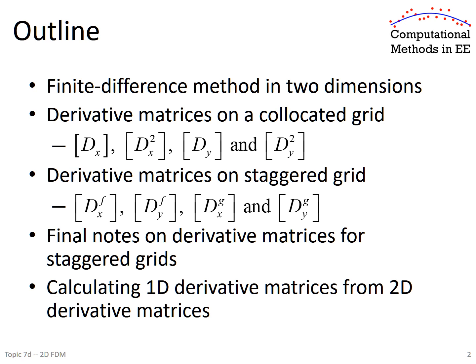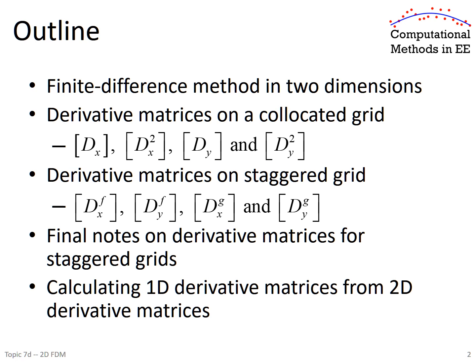I'll first start off talking in general about the finite difference method in two dimensions to generalize some of the concepts you already know. And then after that, our big task is to build these derivative matrices that are now operating on a two-dimensional grid. And there's two ways of doing this, where we can use a collocated grid, meaning all of your functions are defined to be at the same point.